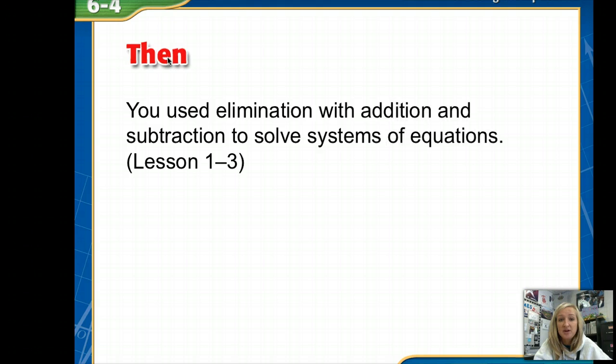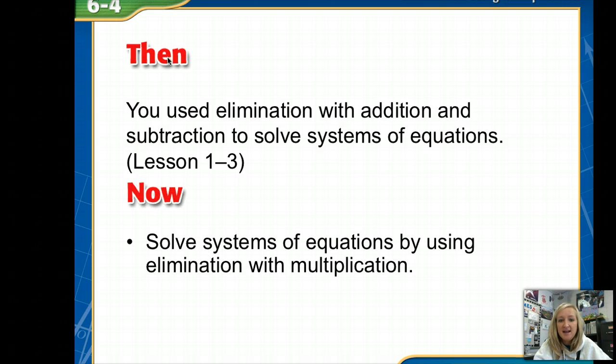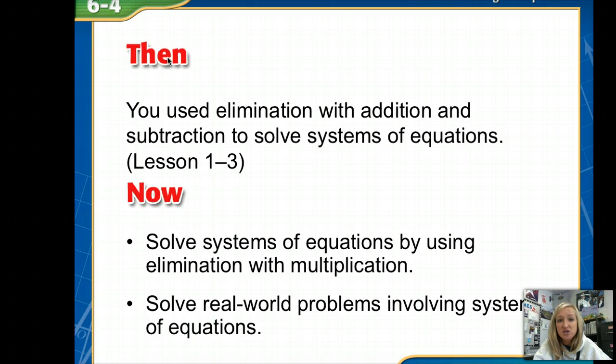All right, let's get started. Previous objective was to use elimination with addition and subtraction to solve systems of equations. And today we are going to solve systems of equations by using elimination with multiplication and then trying to incorporate those into real-world problems involving systems of equations. Make sure you get your objective down.